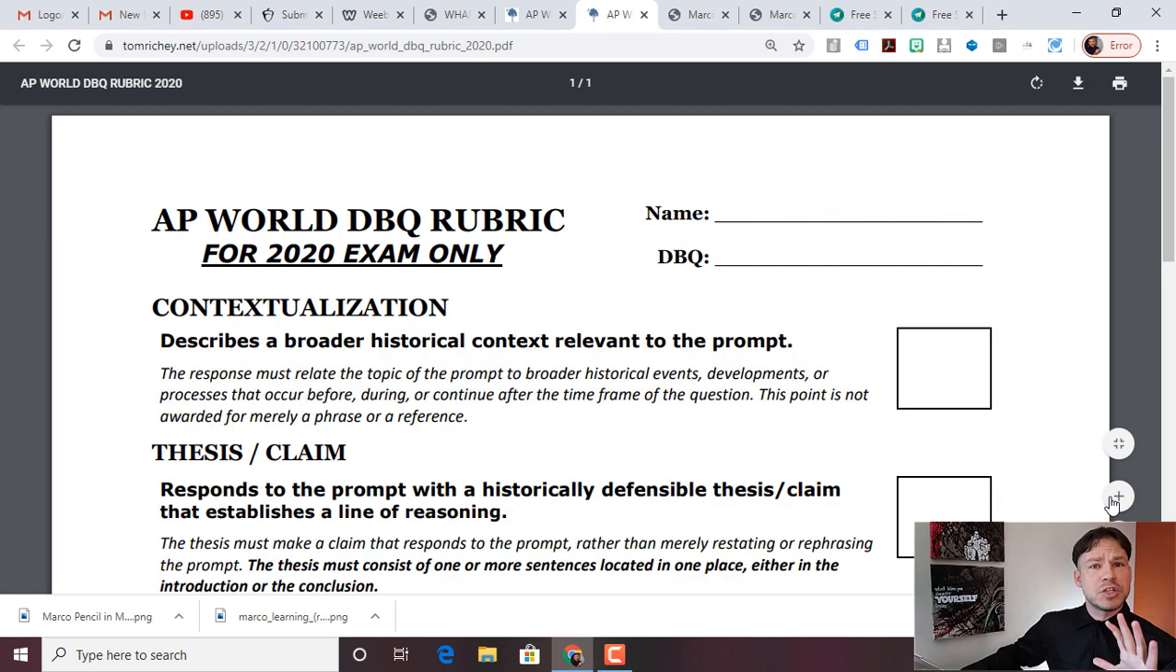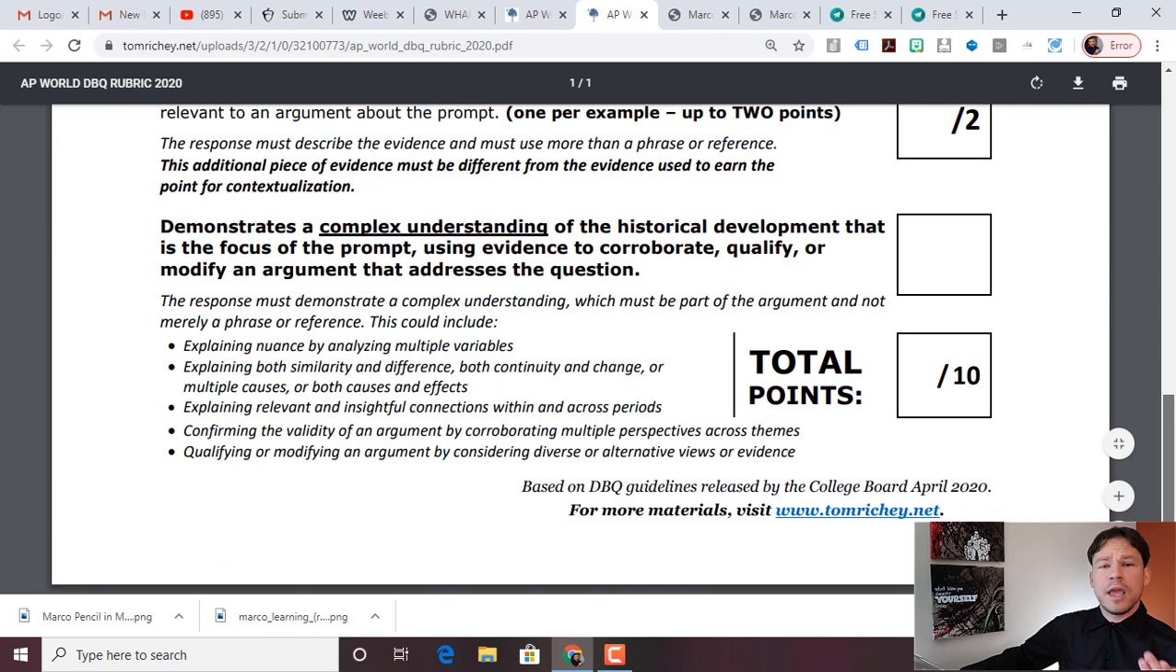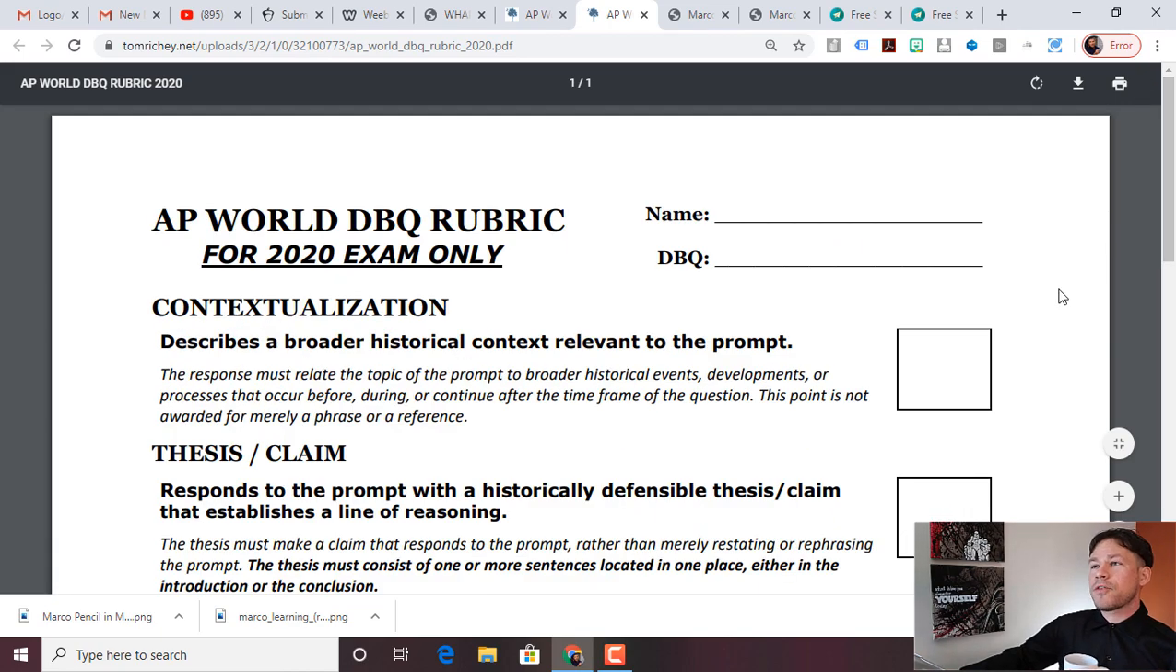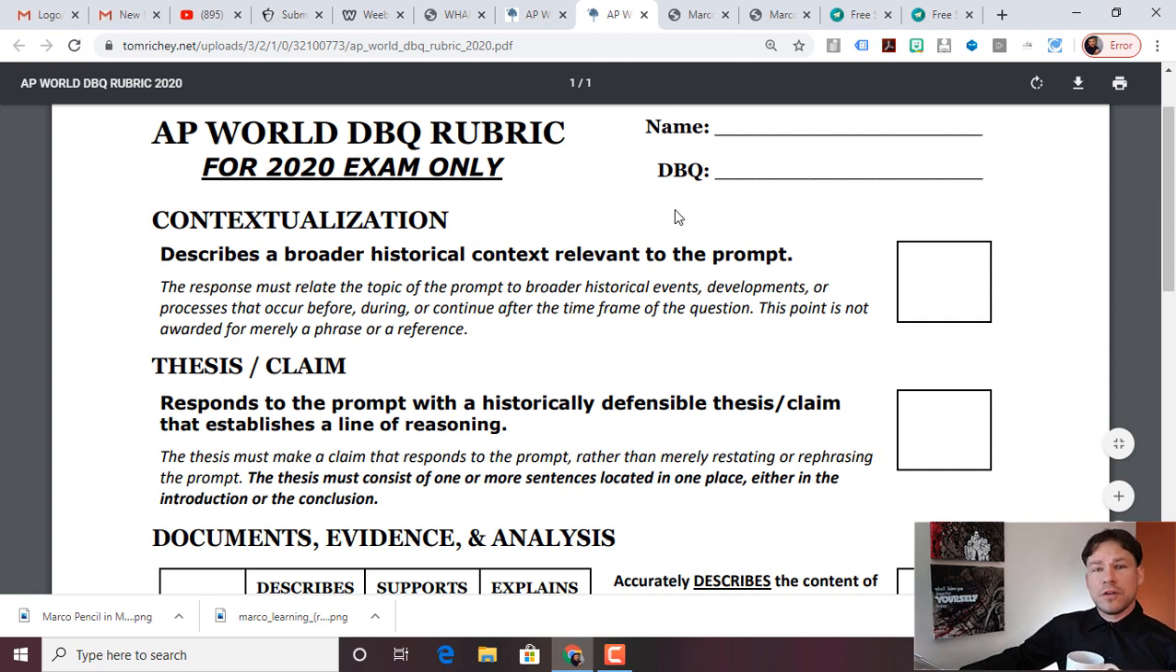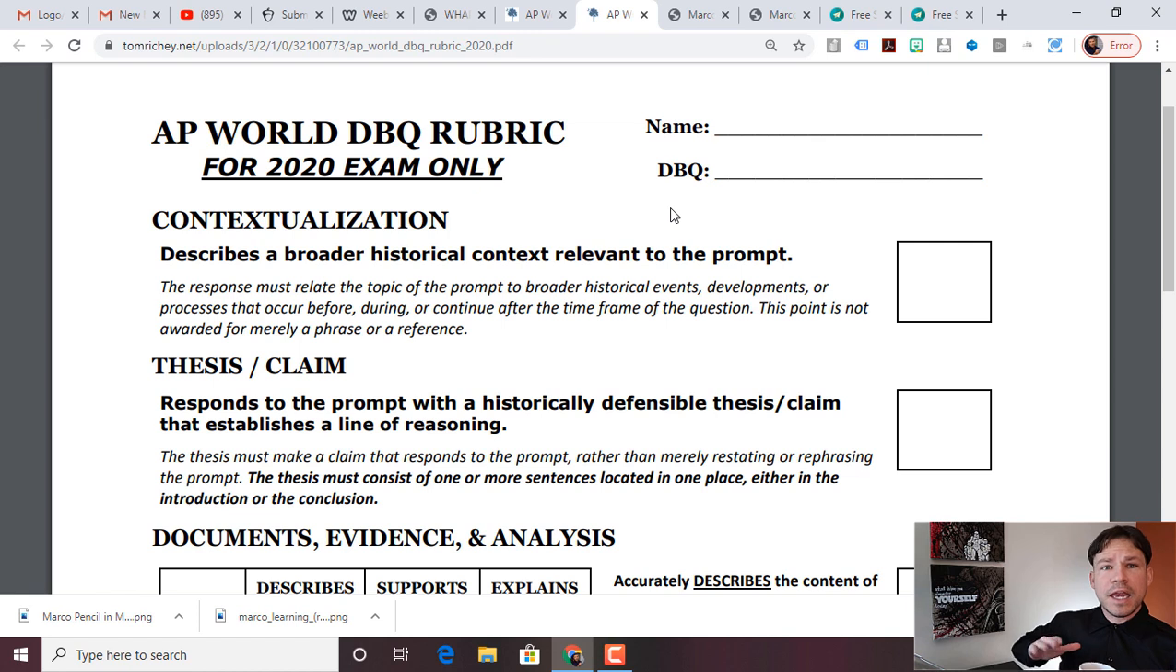Let's take a quick refresher on the difference between this year's DBQ and a typical DBQ. This year's DBQ is going to be 10 points rather than 7. The requirements for contextualization and thesis are no different than any other year. One thing to note, though, is that contextualization is now 1 out of 10 points rather than 1 out of 7, and you've only got 45 minutes to take this exam.